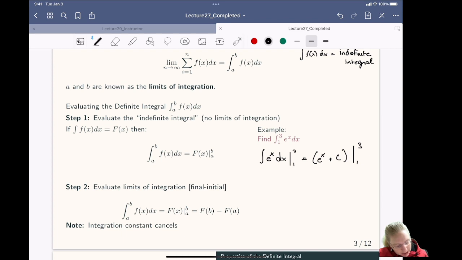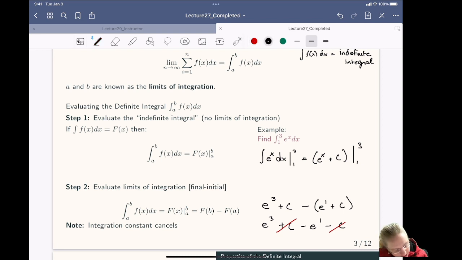So what we end up with here is e to the 3, the final value, e to the 3 plus c, minus the integral of the first value, which is e to the 1 plus c. Now notice if I distribute that minus sign, I have e to the 3 plus c minus e to the 1 minus c. These are the same unknown constant, so they are going to cancel out.